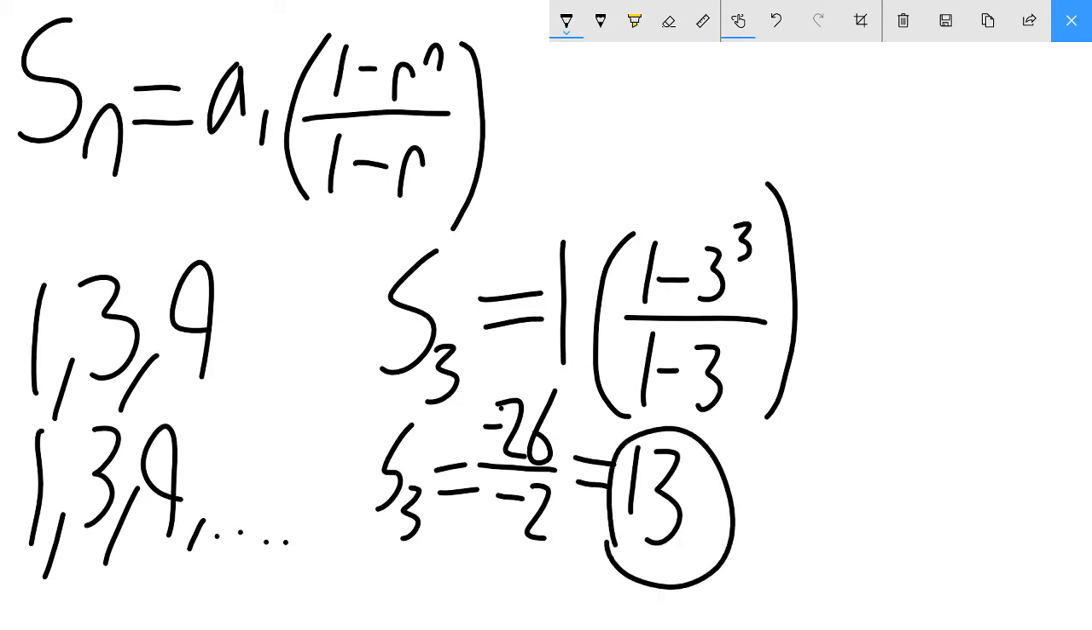So now, since this is really simple, we can check this. 1 plus 3 plus 9 is 4 plus 9, 13. So that's how you find the sum of any finite geometric sequence. There is also a way to find the sum of some infinite geometric sequences, but they have to follow specific rules, and we're going to get into that next.